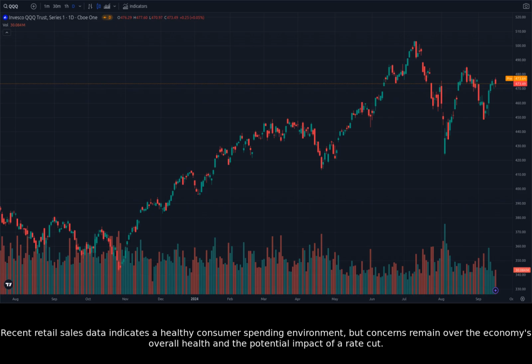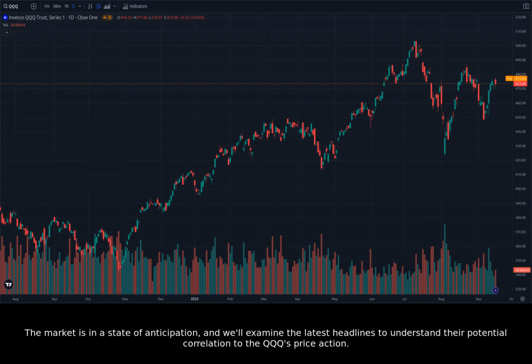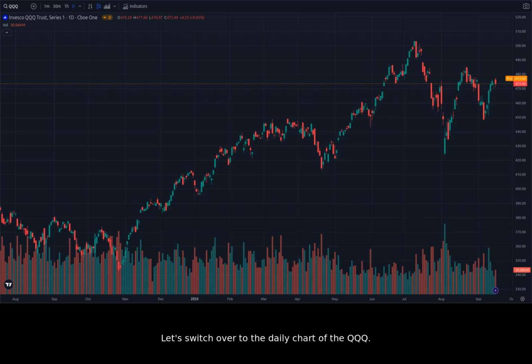Recent retail sales data indicates a healthy consumer spending environment, but concerns remain over the economy's overall health and the potential impact of a rate cut. The market is in a state of anticipation, and we'll examine the latest headlines to understand their potential correlation to the QQQ's price action. Let's switch over to the daily chart of the QQQ.